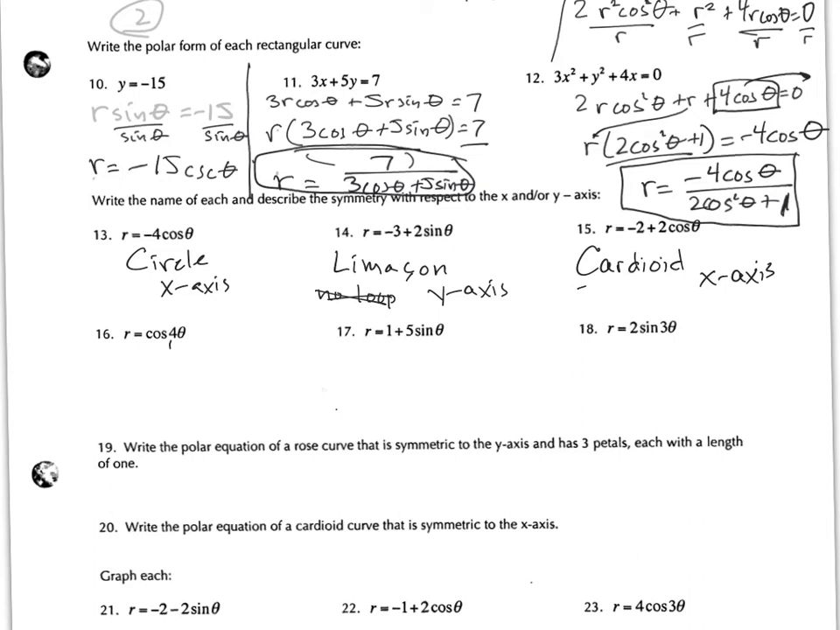16 is a rose because of the 4. Also because of the 4, it has symmetry with both the x and the y axes, both of them. 1 plus 5, this is 2 different numbers, so this is a limacon. This one has a loop. Include that or not. Sine means it's symmetry with the y-axis. And 8, finally, this one is a rose. And because of the odd n, then you have to look at the word. And since the word is sine, this has symmetry with the y-axis.